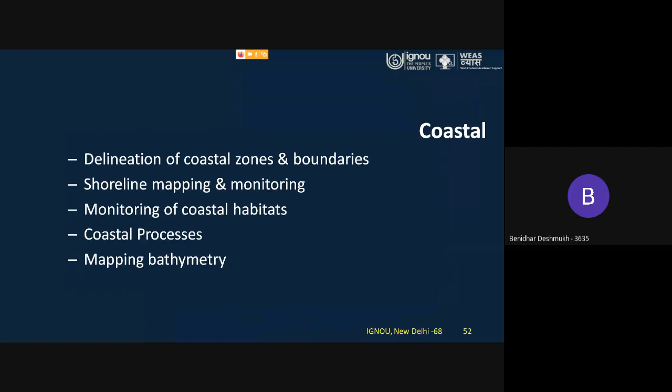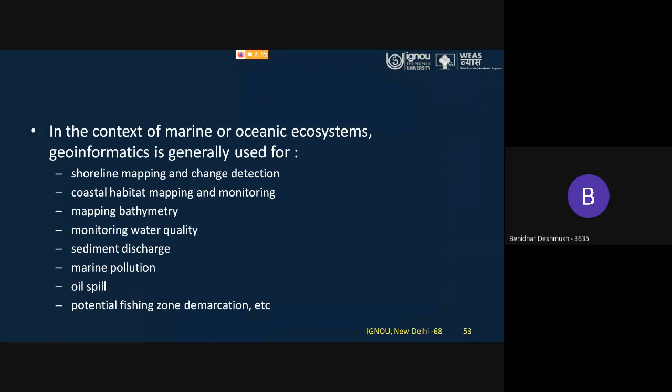And also there is one example of bathymetry. So I'll have some examples of that. Some slides I'm putting here. You see that. This was in the context of coastal areas in general.